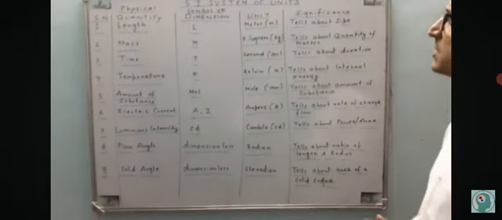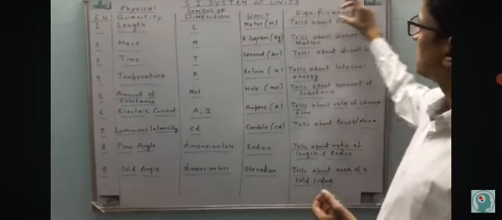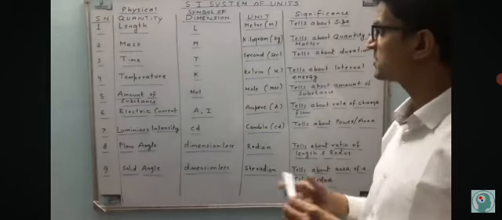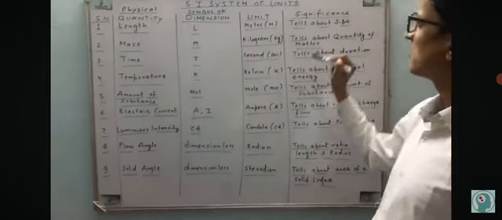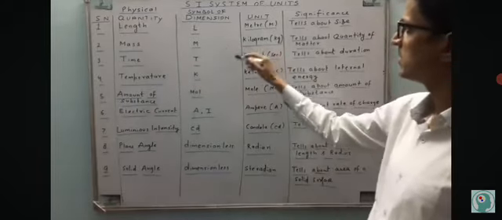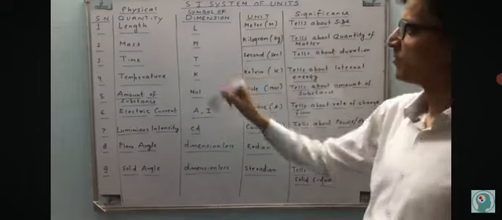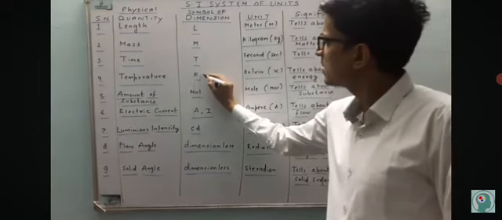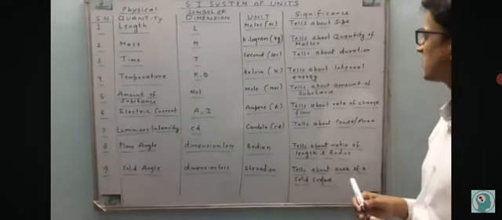The first is length. The symbol of dimension is L, unit is meter, and its significance is that it tells about size. Next we have mass, symbol is M, unit is kilogram, and it tells about quantity of matter. Third is time, symbol of dimension is T, unit is second, and it tells about duration. Fourth is temperature, its symbol of dimension is K. Sometimes theta is also written for that, and unit is Kelvin, and it tells about internal energy.